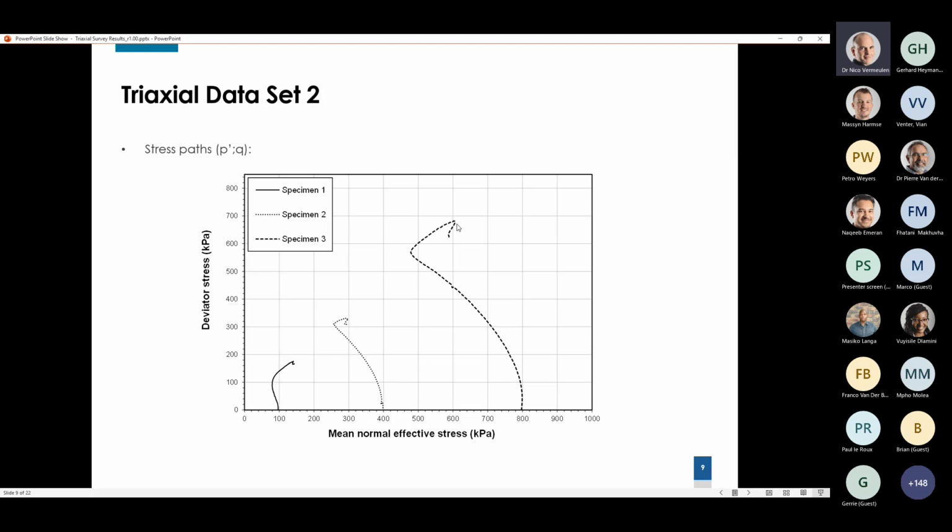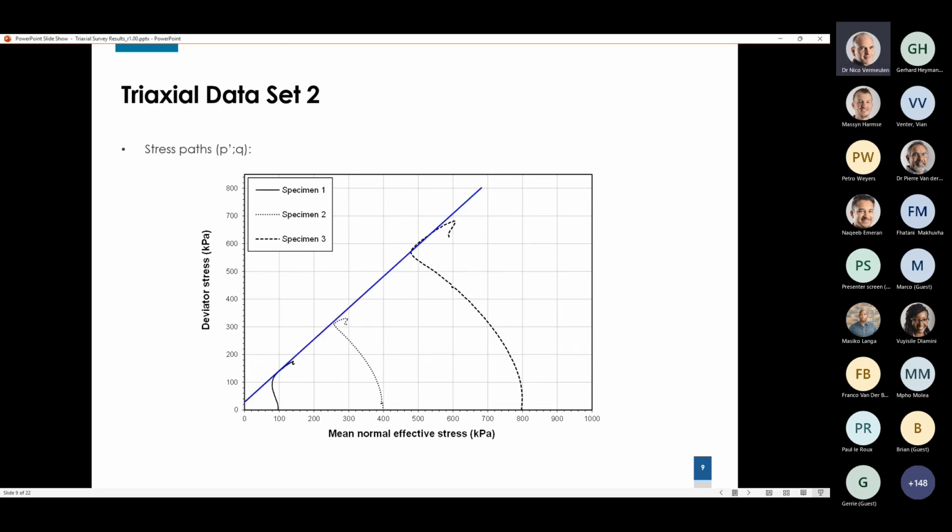And so it could very well be that this little hook at the end and tail end is what we were able to measure on the outside of the sample, whereas what was happening on the shear band itself, which we couldn't measure, is actually just a continuation of the stress path along the failure envelope.